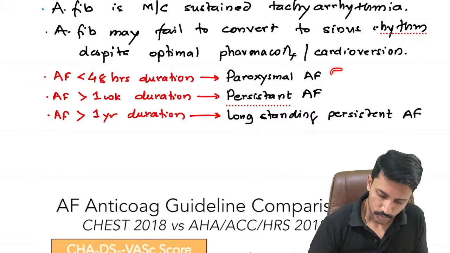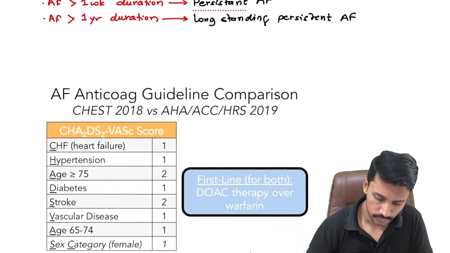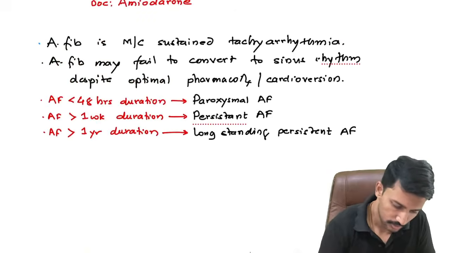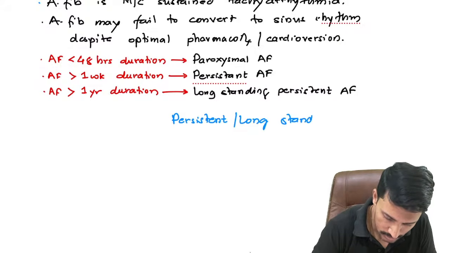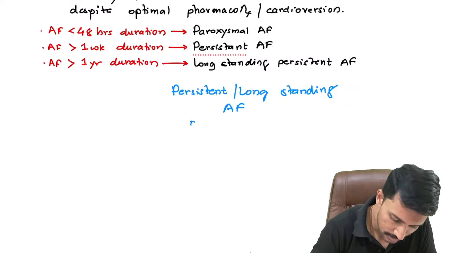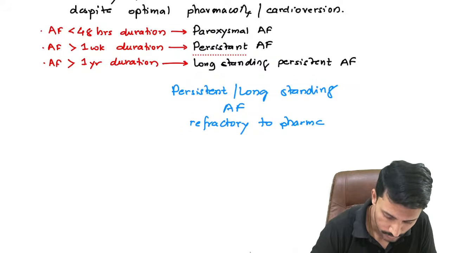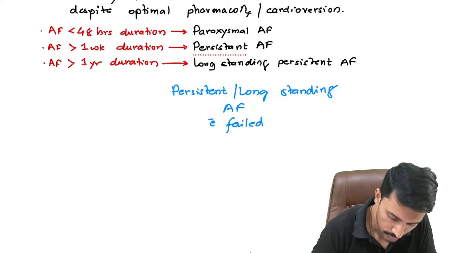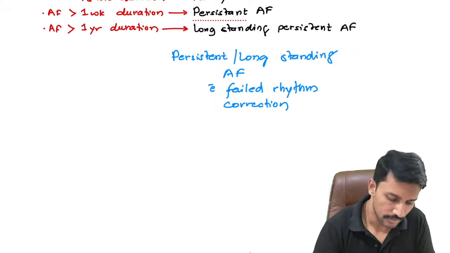Okay. So in these patients where despite our efforts, AF is persisting for weeks, months, or years, what can I do? So in such cases, if we're dealing with persistent or long-standing persistent AF which is refractory to pharmacotherapy, or instead of calling it refractory, I will say failed rhythm correction strategy, where we could not achieve sinus rhythm, what can I do? In such circumstances, I have two choices.